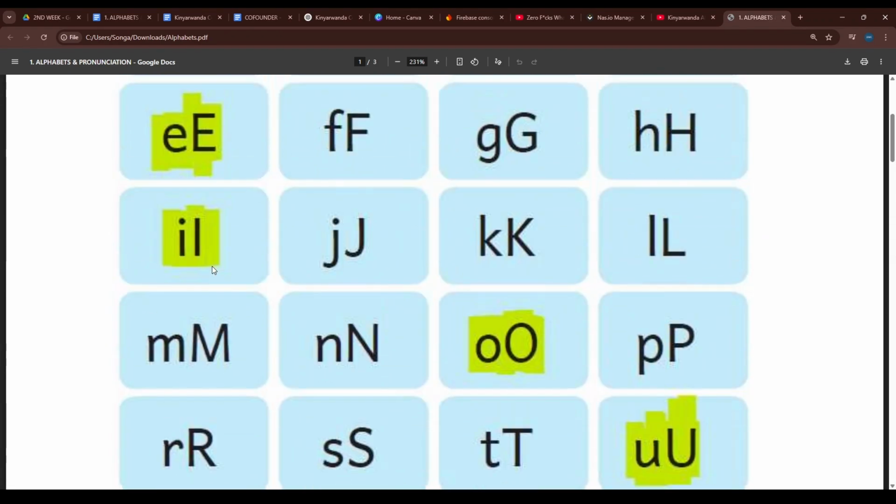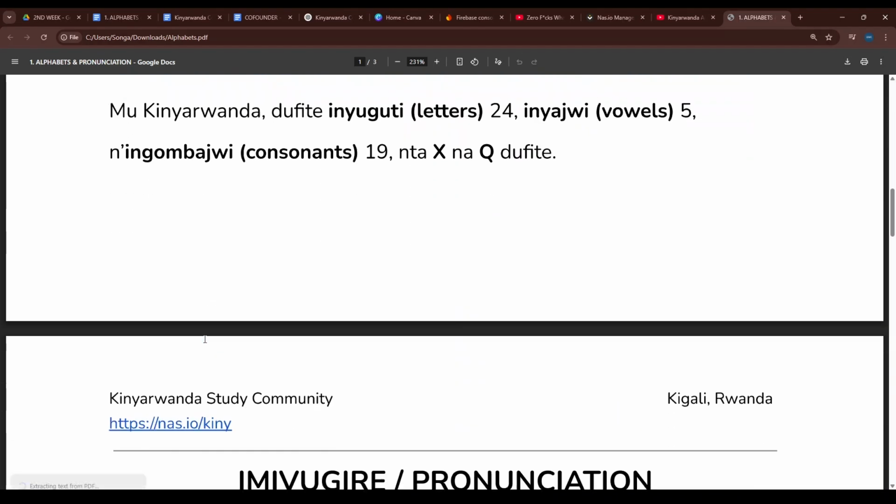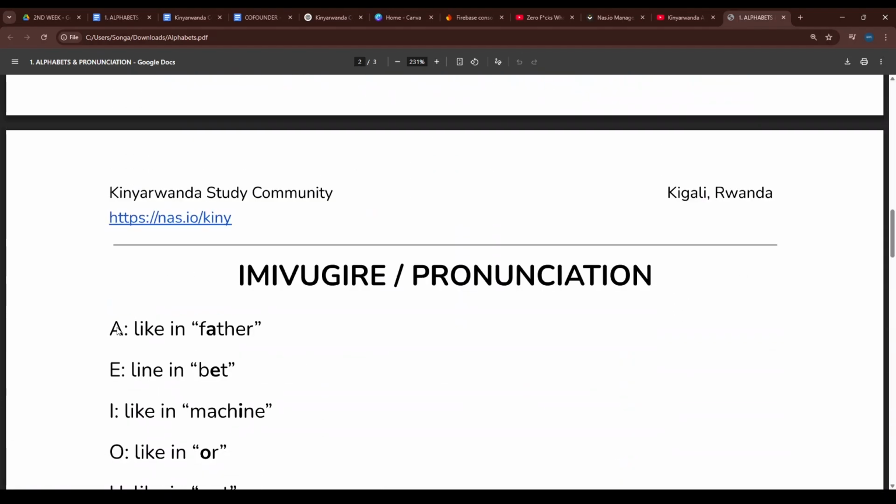So let's start. Let's start with the first one, which is A. Like when you're talking about the father, you say father. A. You don't say father, you say father. That's A. Like you cannot say it with your mouth closed. It's A. This is the first vowel, A. And in English, it's usually A, but in Kinyarwanda, it's A.